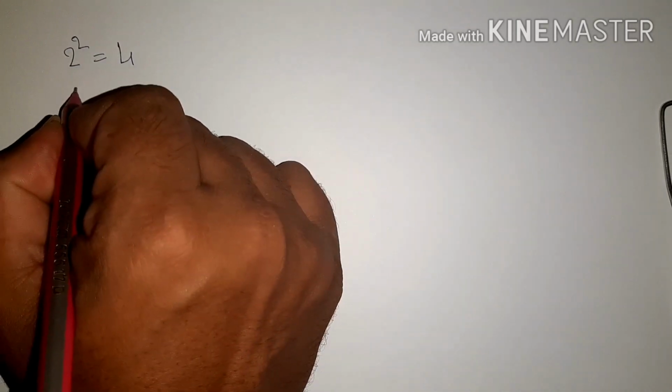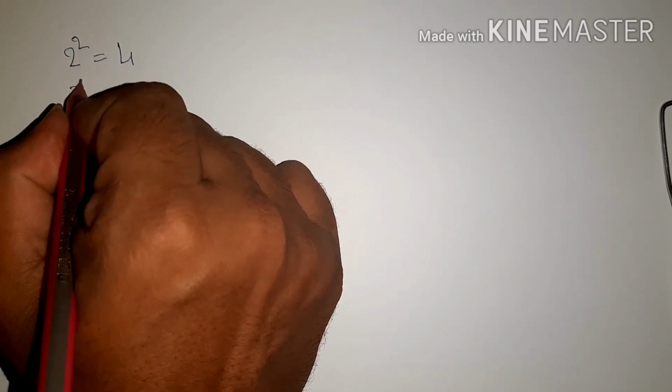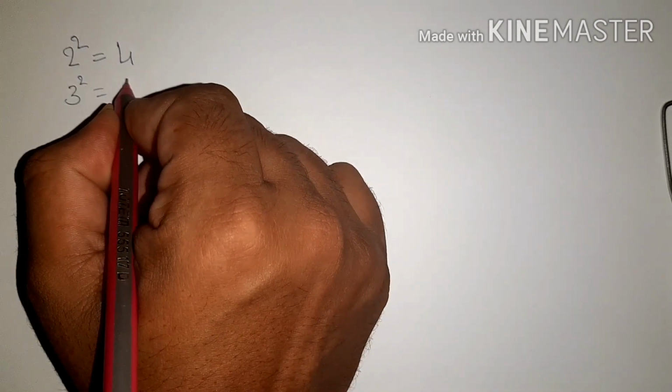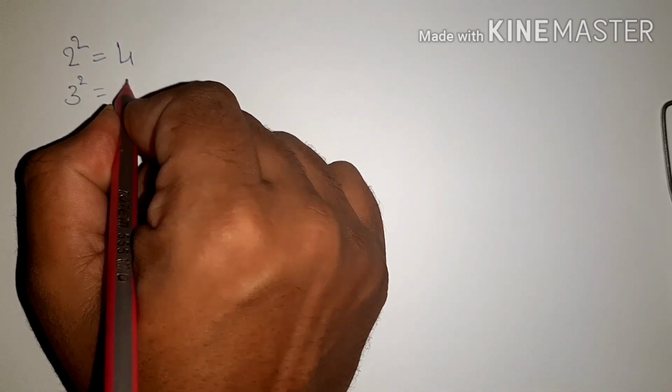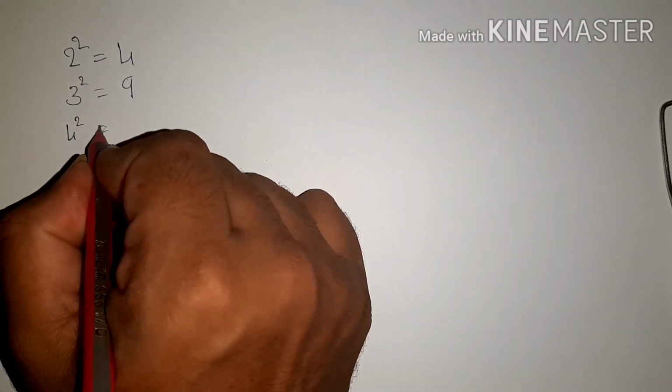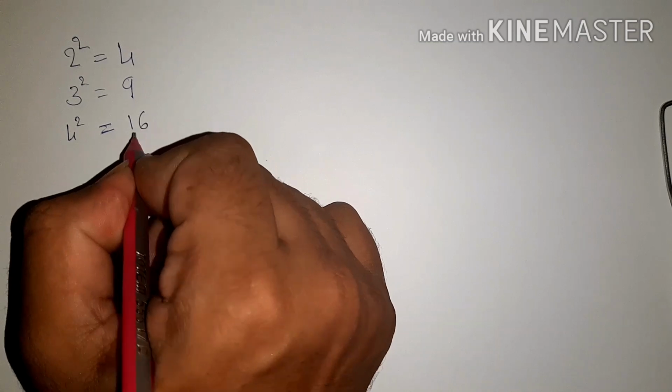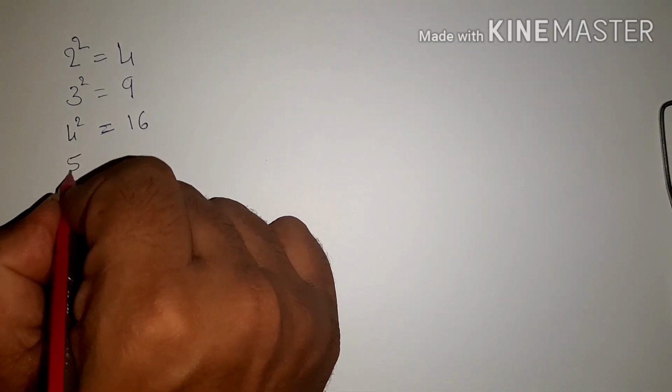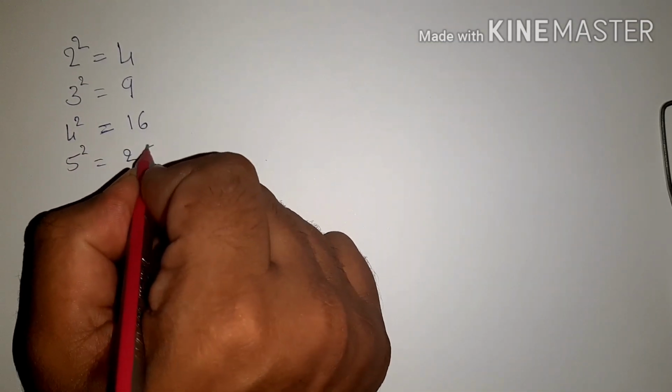Now come on, what is the value of the next number? 3 square. What is the value of this? 3 square is 9. What is the value of 4 square? 4 square is 16. Now what is the value of the next number? 5 square? It is 25.